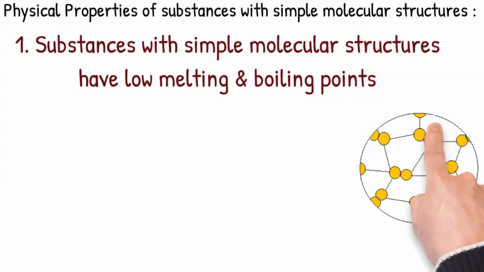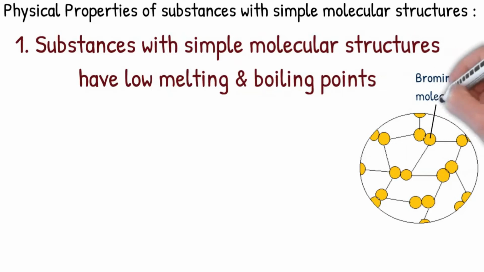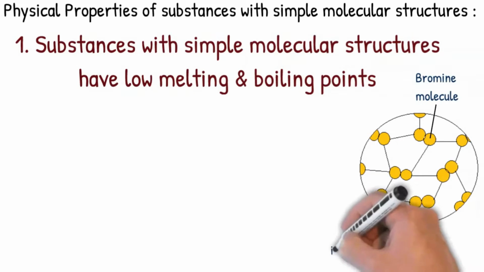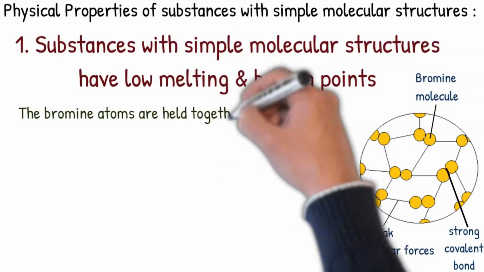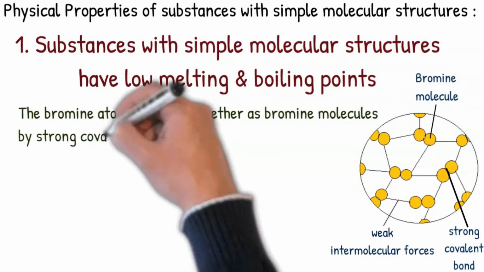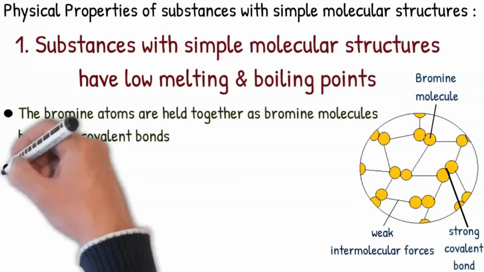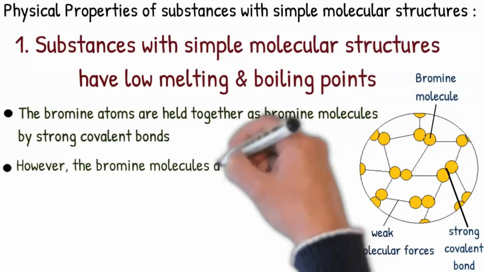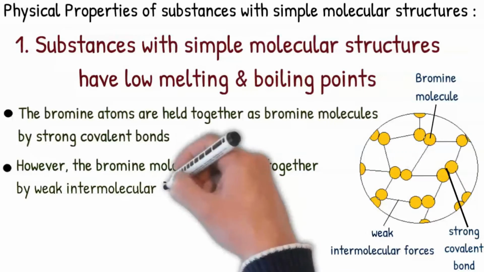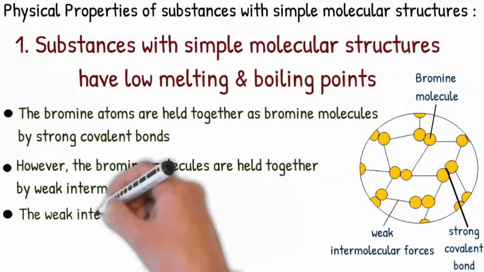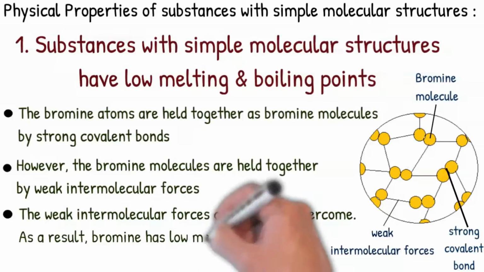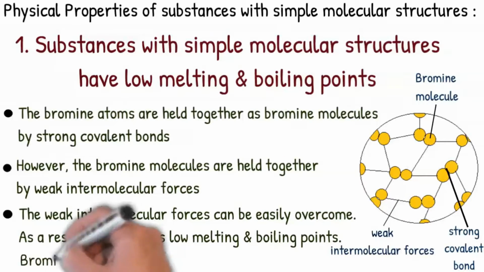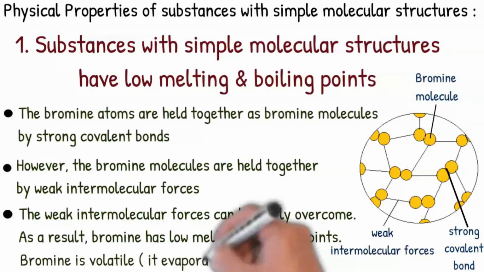Diagram of bromine. Bromine molecule. Weak intermolecular forces. Strong covalent bond. The bromine atoms are held together as bromine molecules by strong covalent bonds. However, the bromine molecules are held together by weak intermolecular forces. The weak intermolecular forces can be easily overcome. As a result, bromine has low melting and boiling points. Bromine is volatile, it evaporates easily.